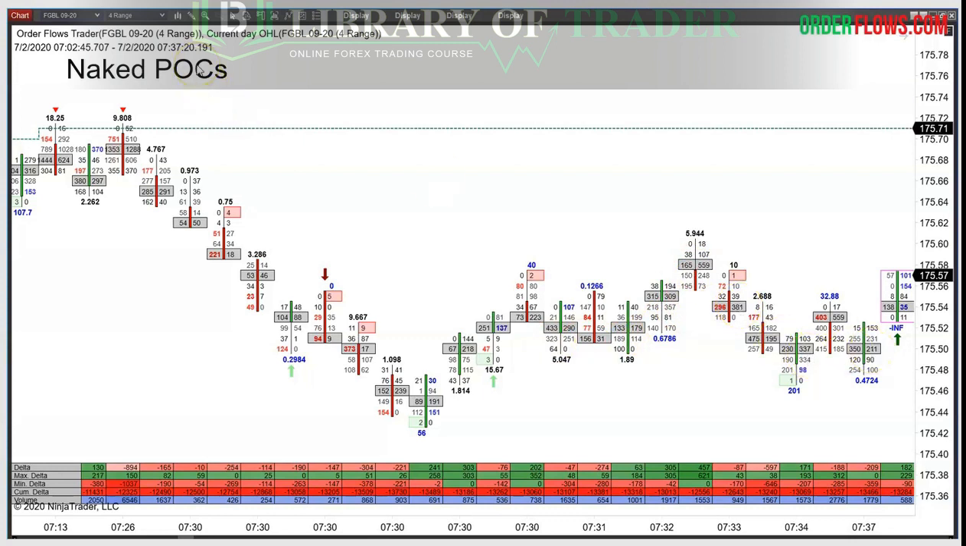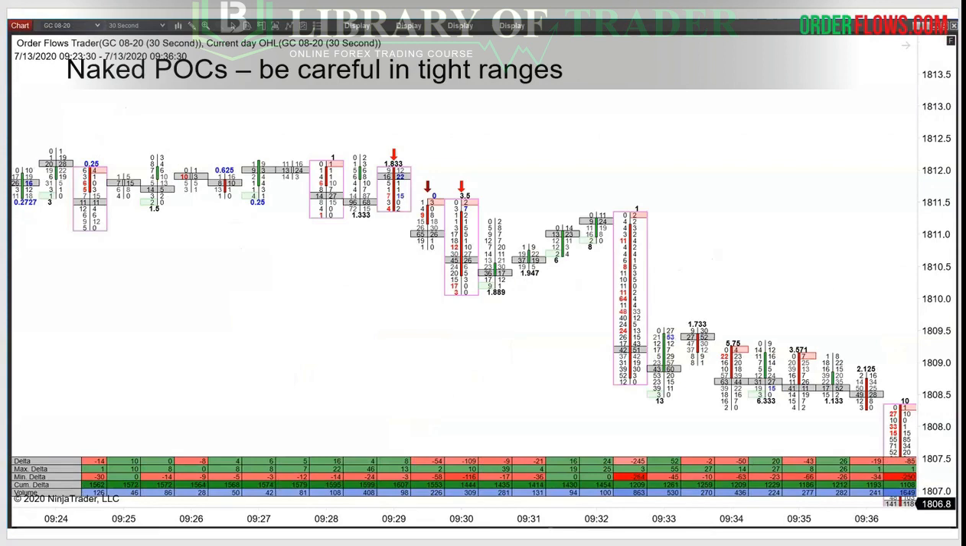It's just that on a range-based chart, it doesn't really appear that often, because you get those immediate price squirts in range-based charts that you don't see in time-based charts.